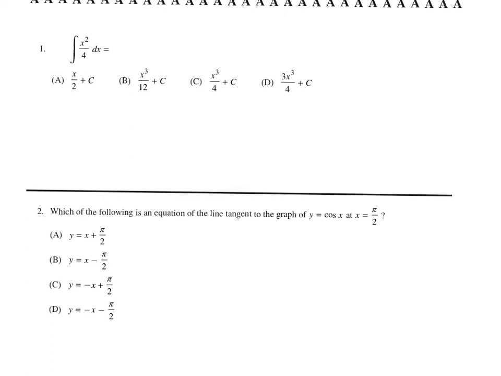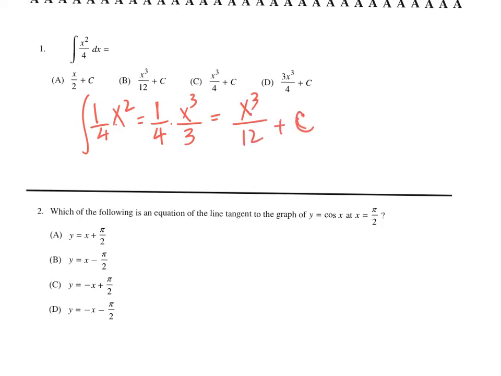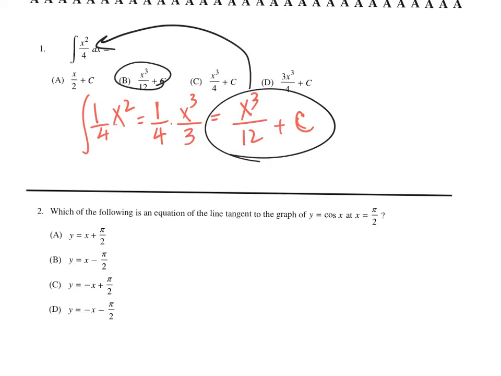The first one, if we're taking the integral of x squared over 4, you could think of that as 1/4 x squared. And when we take that antiderivative, we are going to add 1 to my exponent, divide by my new exponent, but I had the constant of 1/4 already out front, leaving me with x cubed over 12 plus c. And what that means is the derivative of this would equal what I started with. So I feel good about it. The answer is B. We're moving on.